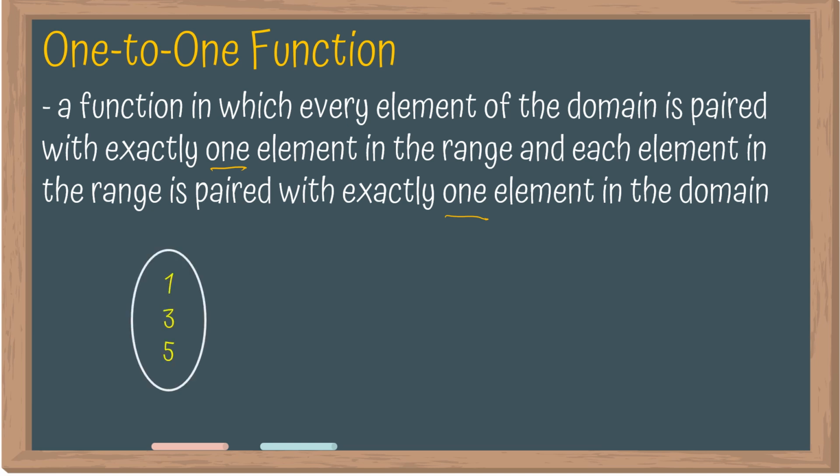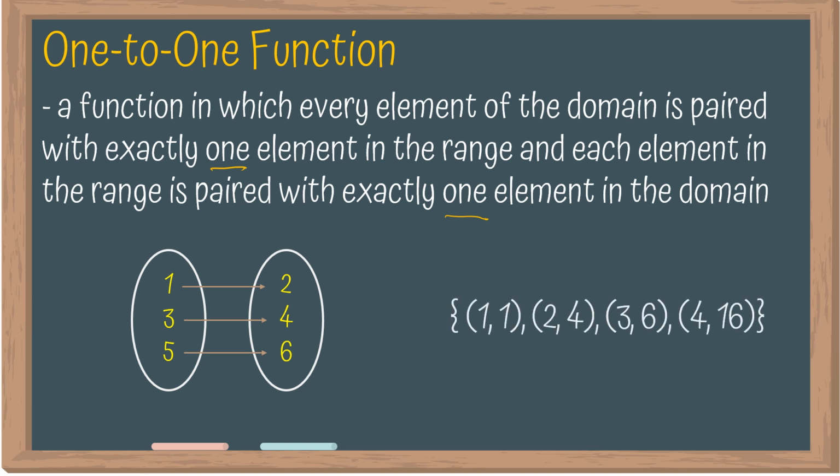As an example, we have here a function illustrated by mapping. Based on the arrows, we can see the relation between each element in the domain and the range. Like 1 is paired to 2, 3 is paired to 4, and 5 is paired to 6.